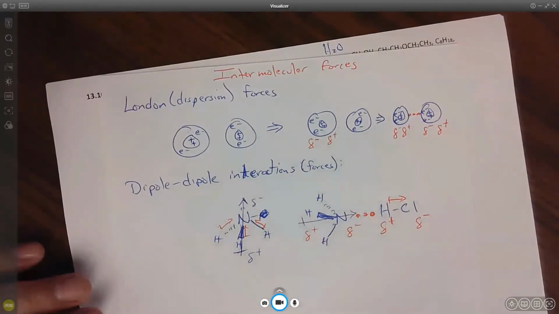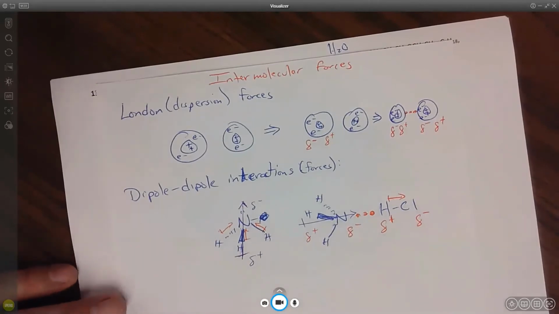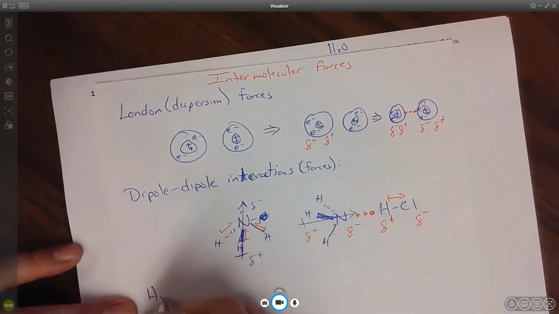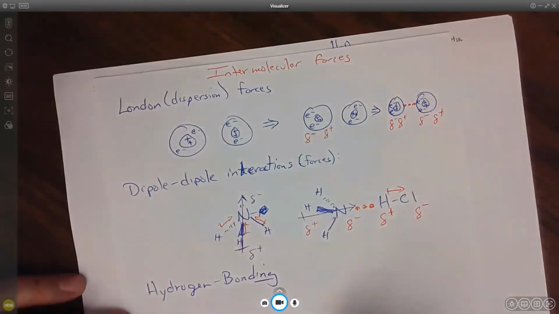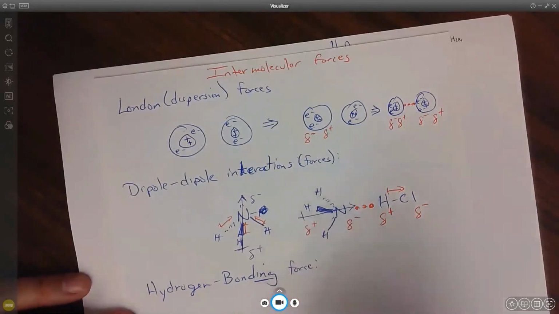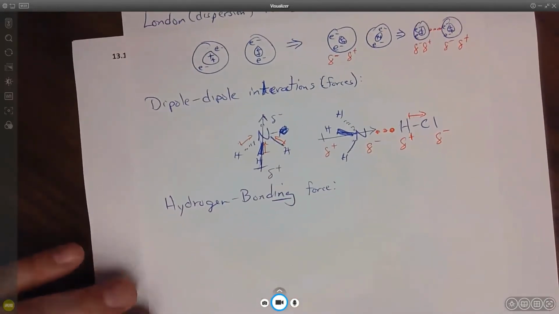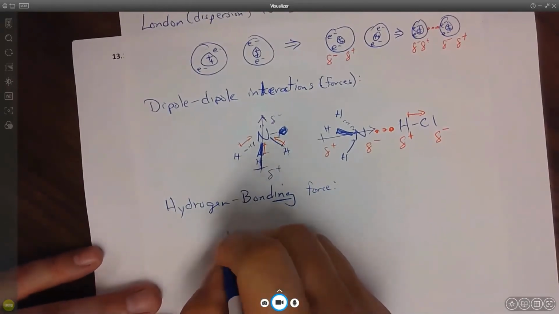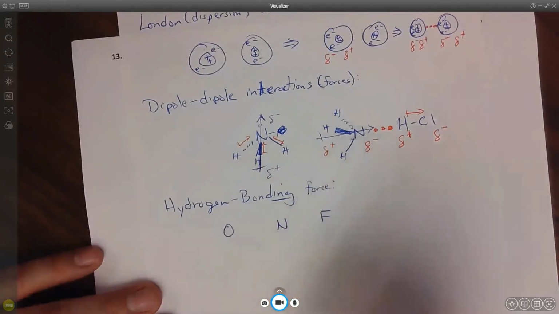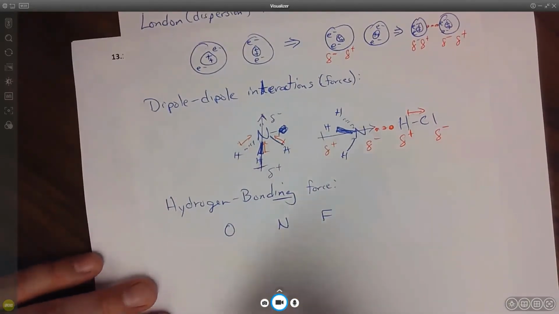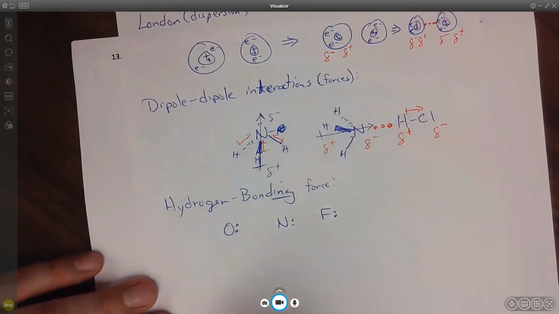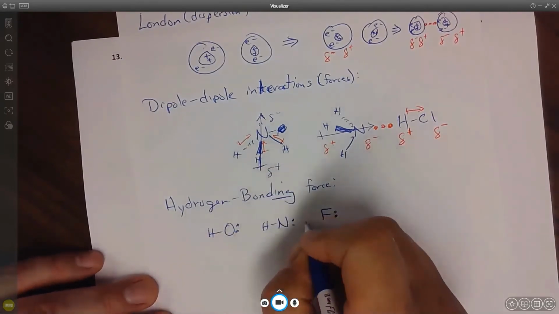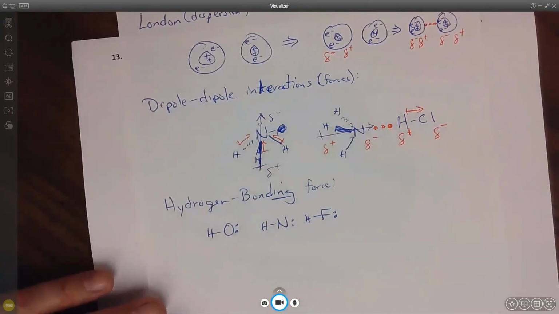Okay, so next we have hydrogen bonding. Now this isn't a hydrogen bond, that's a chemical bond. This is hydrogen bonding, another intermolecular force. And with hydrogen bonding, you have a requirement. You have to have an electronegative oxygen, nitrogen, or fluorine. That electronegative oxygen, nitrogen, or fluorine must have a lone pair, and hydrogen must be directly, covalently bound to the oxygen, nitrogen, or fluorine.